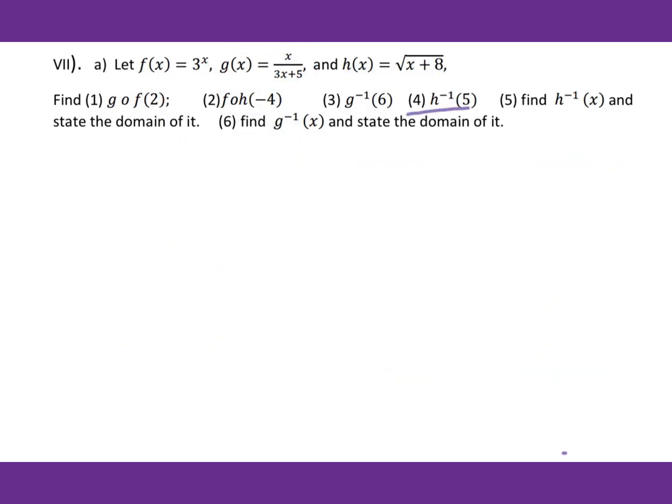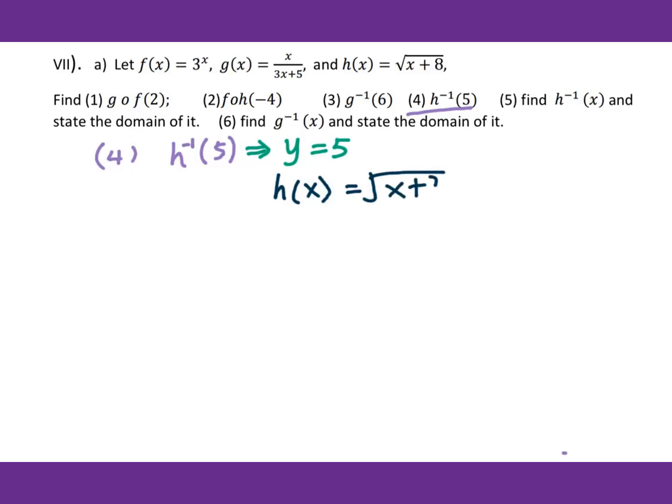Now let's go to number 4. Inverse of g of 5, which means y equals 5. Therefore, for h of x equals the square root of x plus 8, this h of x, that's 5 equals the square root of x plus 8.